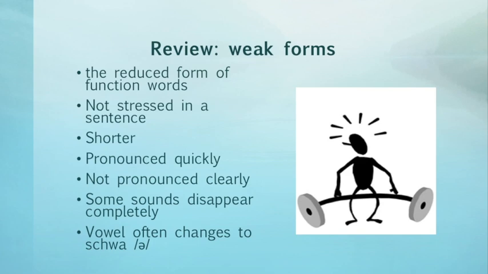So to review weak forms, they are the reduced form of function words. They're not stressed in a sentence. They don't get the emphasis. They're shorter. They're pronounced quickly, not pronounced clearly. Some sounds disappear completely, and the vowel often changes to a schwa sound.